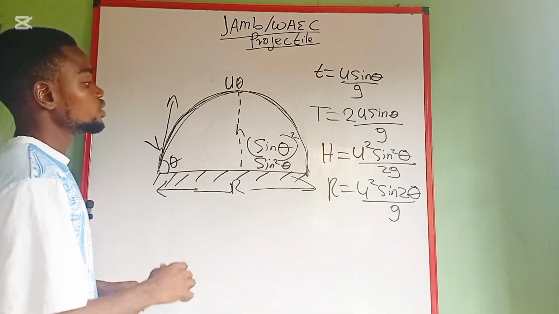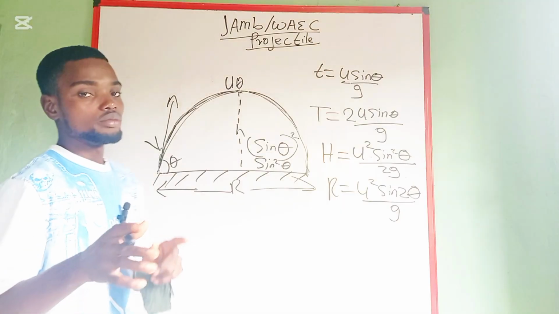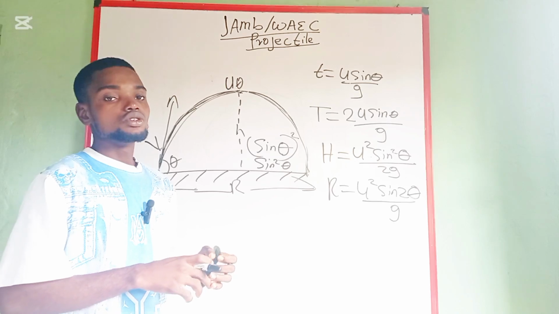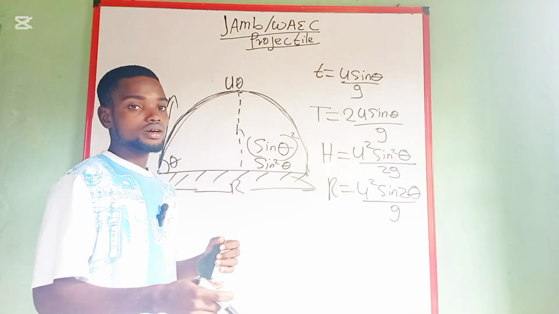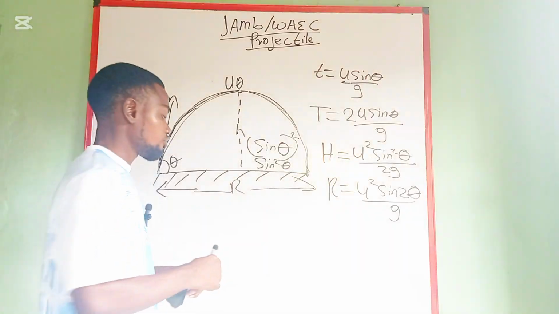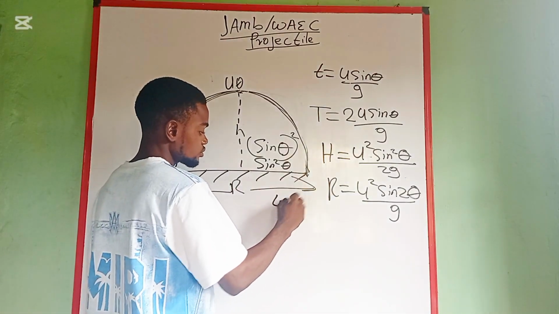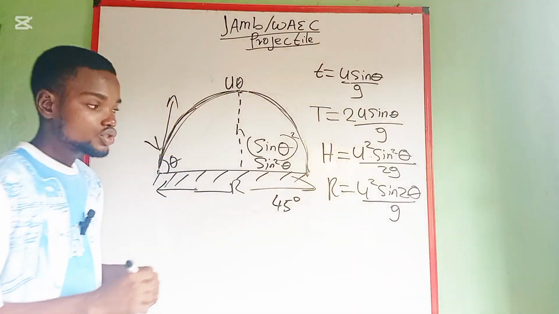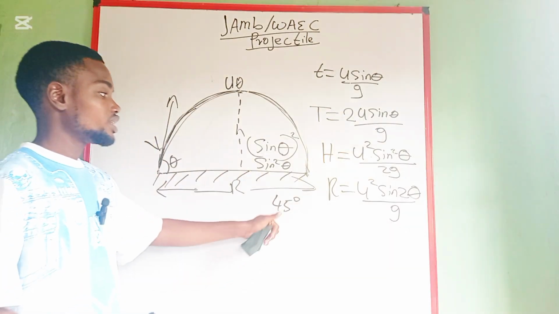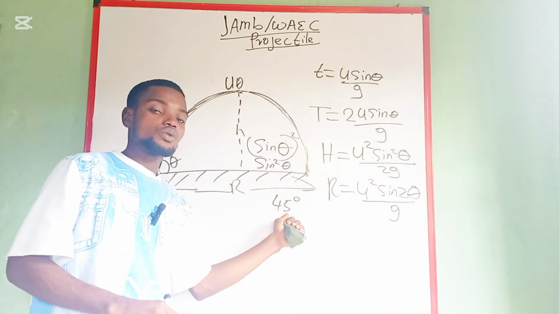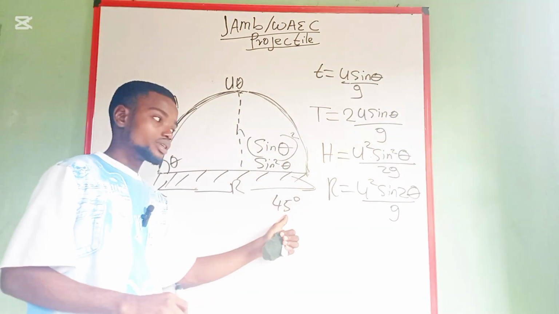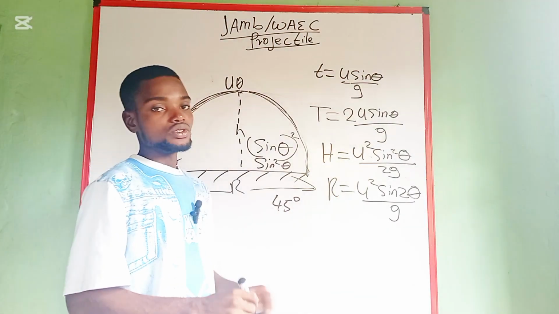Now, another thing you have to know is that when you want to throw an object, in order for that object to reach the maximum range, you are going to make sure that you throw it at an angle of 45 degrees. So the maximum range that an object is going to reach is when it is thrown at an angle of 45 degrees. Once we have an angle of 45 degrees, the range value is going to change.